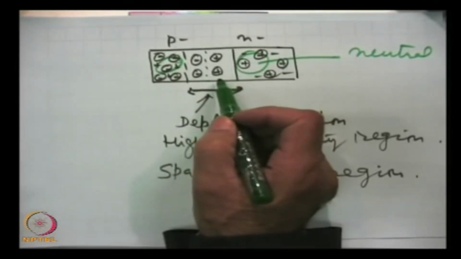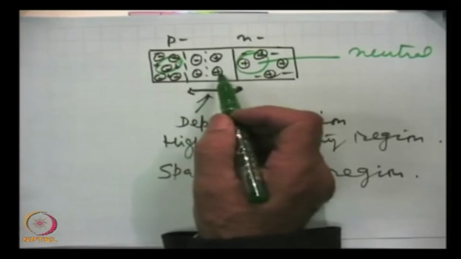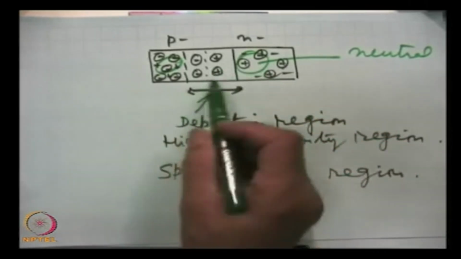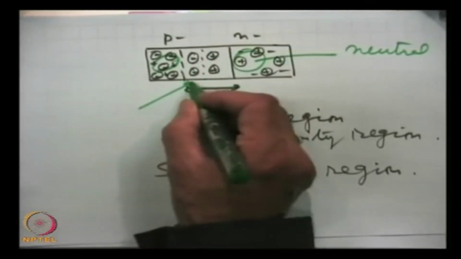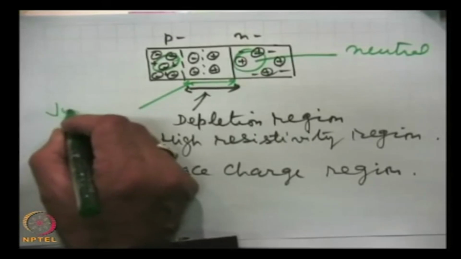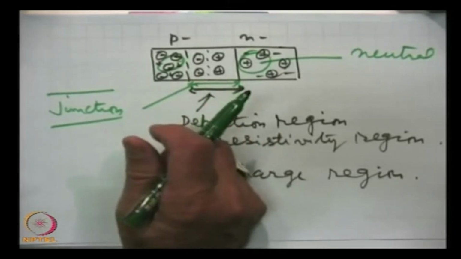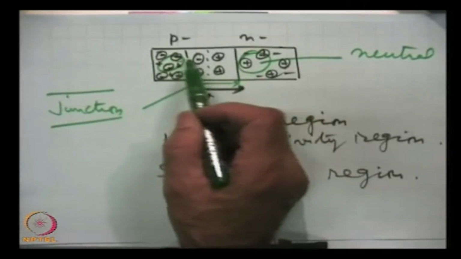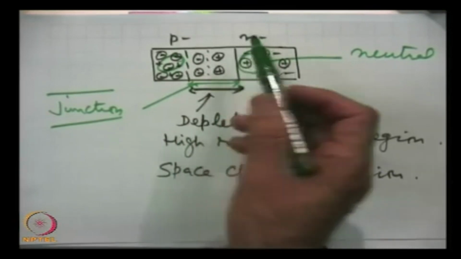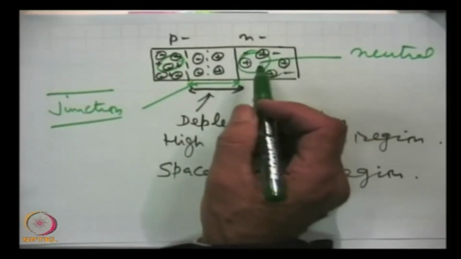Here the charges which were neutralizing the effect of these charges have been depleted. So, this is the depletion region, which is a space charge region and a high resistivity region, and this is the junction, from here to here. A very pertinent question: till how long will this diffusion of electrons from right to left and holes from left to right continue?